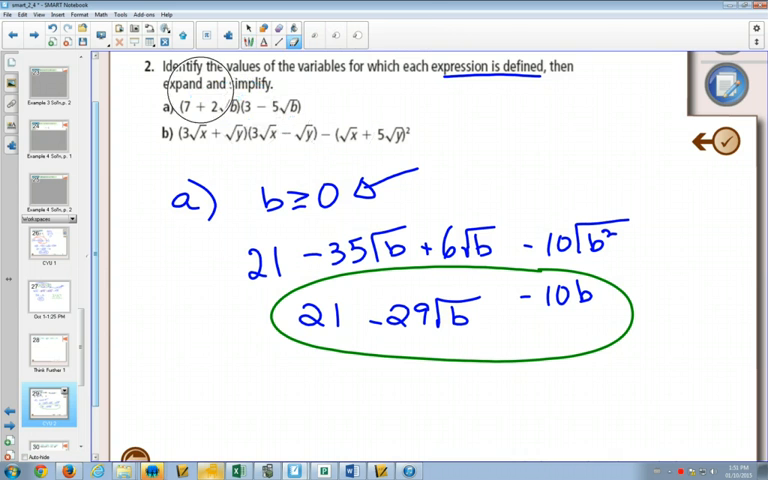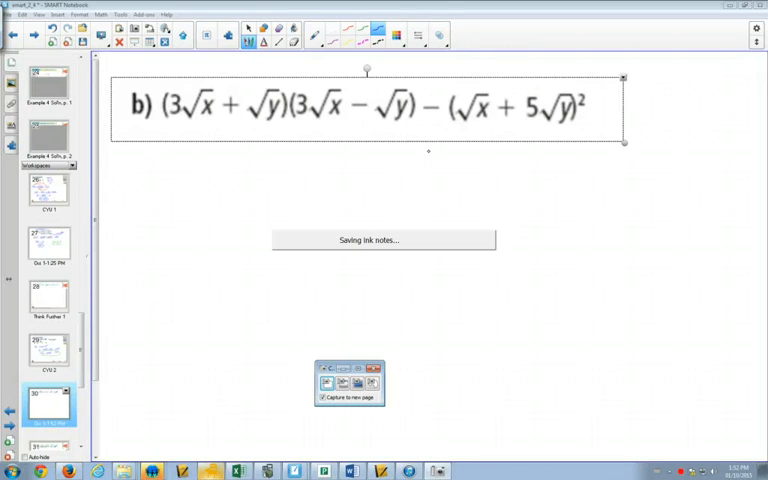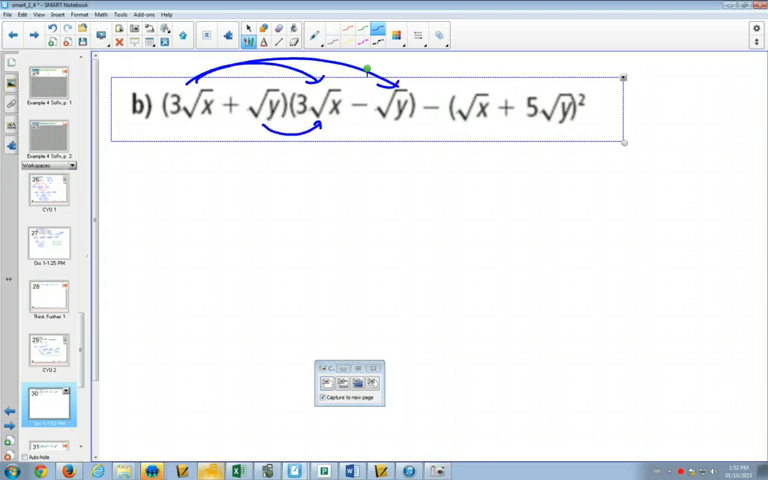Now for part B here, this one's going to take a little bit of space. We're going to have to, in the first one here, multiply these out. Do you notice that they're conjugates? Do you notice that the first two are conjugates of each other? They're the same numbers, but one is positive, one is negative.